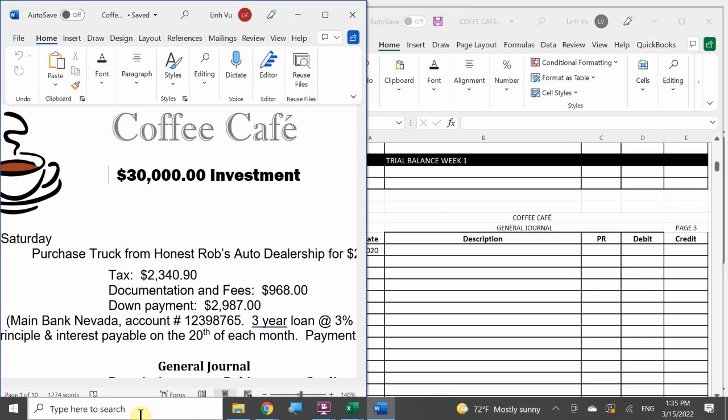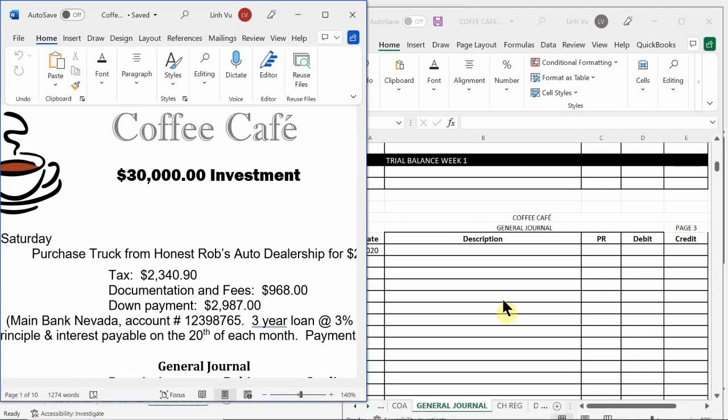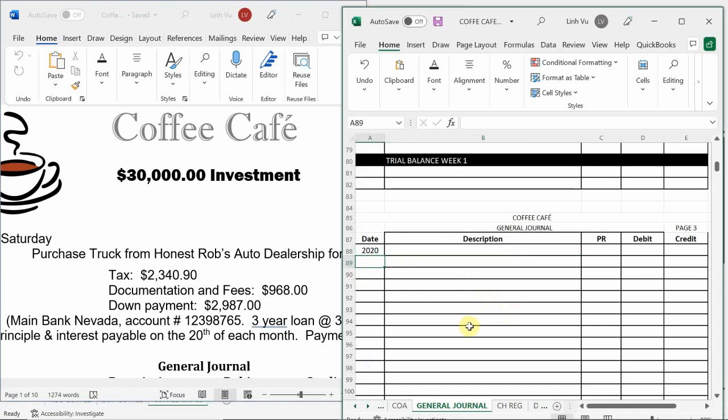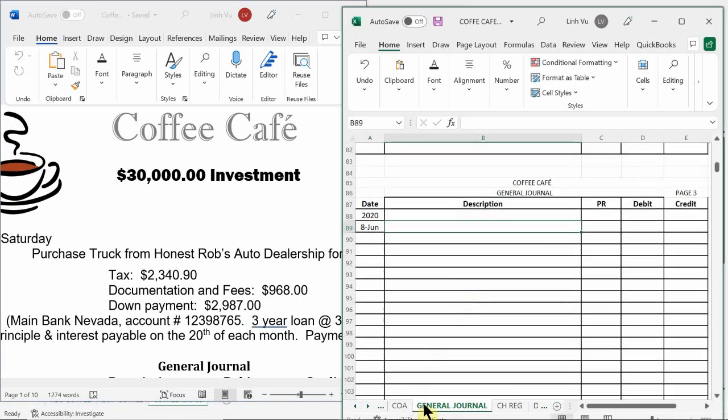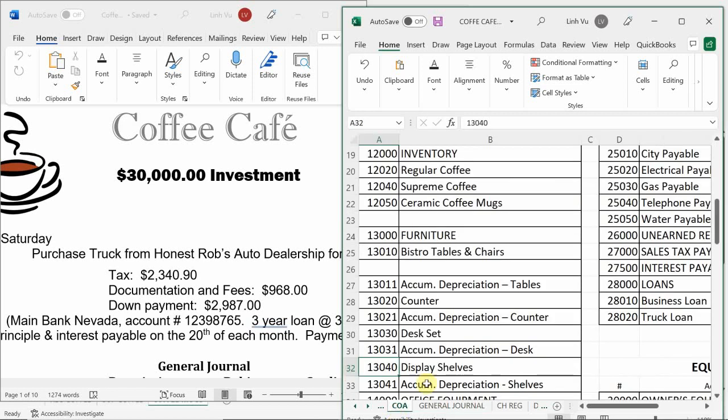In this case, we don't get to see the next month's transactions. So no need for any calculations, because we're just acquiring the truck. How do I journalize this transaction? What am I looking for? Let's go check our chart of accounts. What did I buy? How did I pay for it? And so on and so forth.